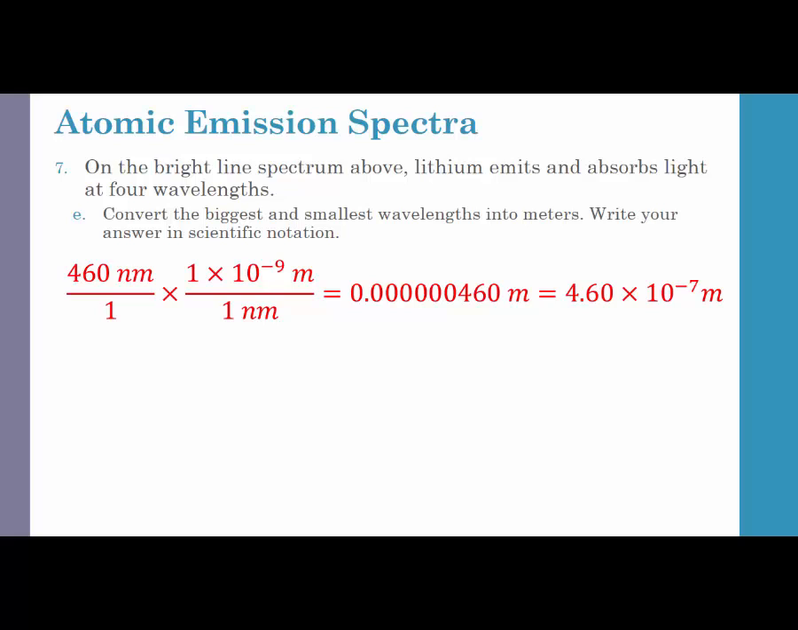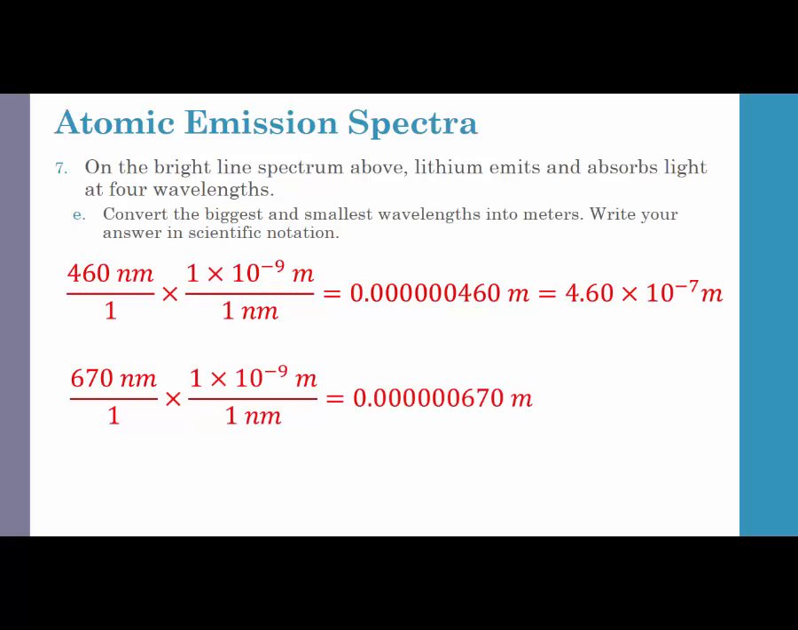I moved that decimal until there was only one number in front of it, and I counted the number of times that I had to move it, which was 7. And since this is a small number, I'm going to have a negative exponent. The procedure is very much the same for our 670 nanometers. Same conversion factor. This time I get a slightly different number because I started with a different number. And when I write this in scientific notation, I get 6.70 times 10 to the negative 7.